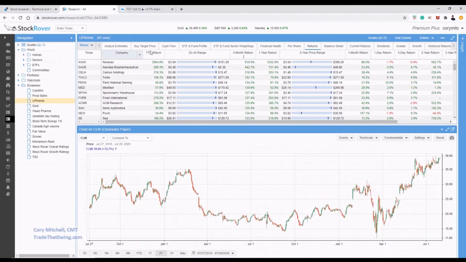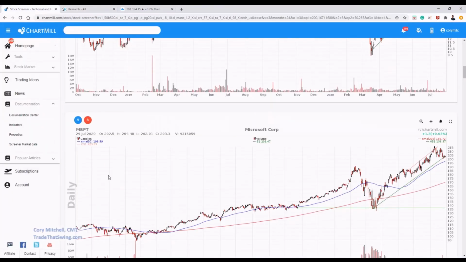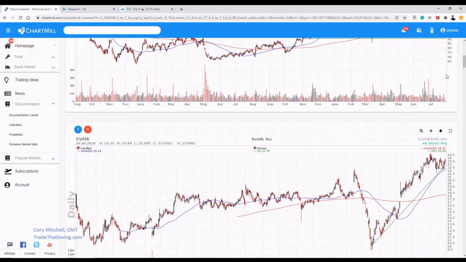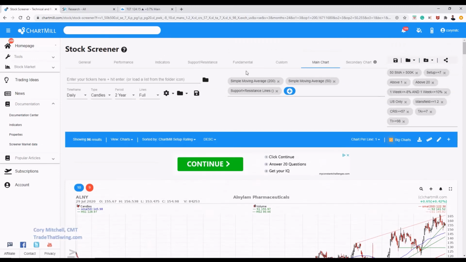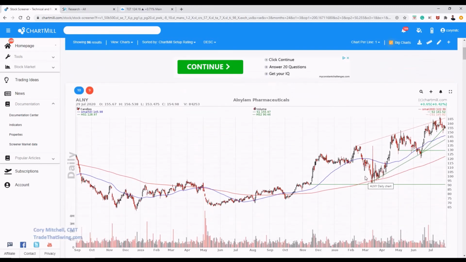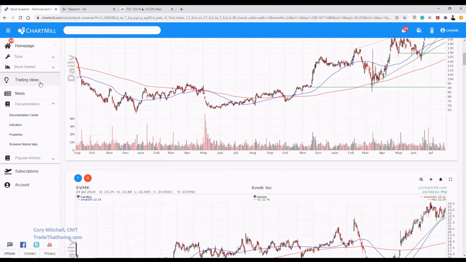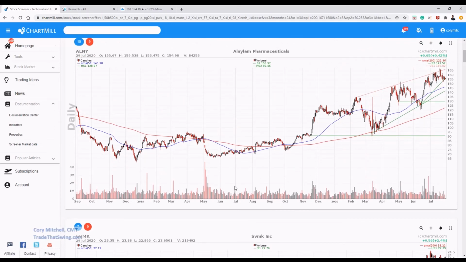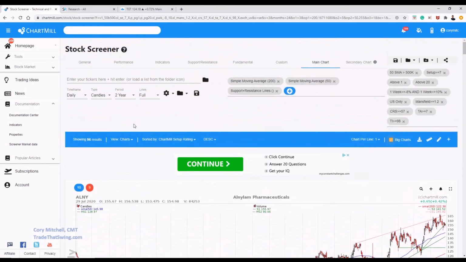So I've been using Stock Rover for a long time. I'm going to continue to use them. I do like it. But Chartmill, by adding in those trade ideas and some of these criteria, really adding some good stuff, I think it can shave off some of your scan time, because just pulling up these trade ideas, I was quickly able to see some good trade ideas based on their predetermined scans, and adding in a few of my own things. So I hope that helps you out in doing your scanning.